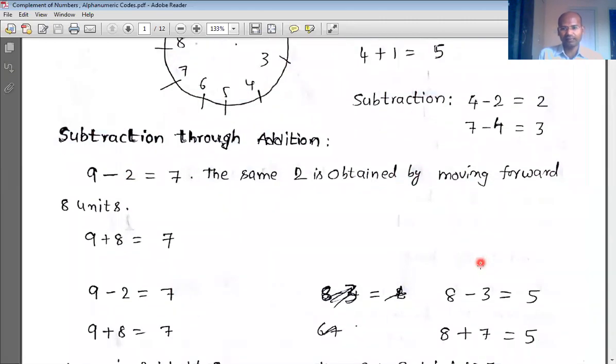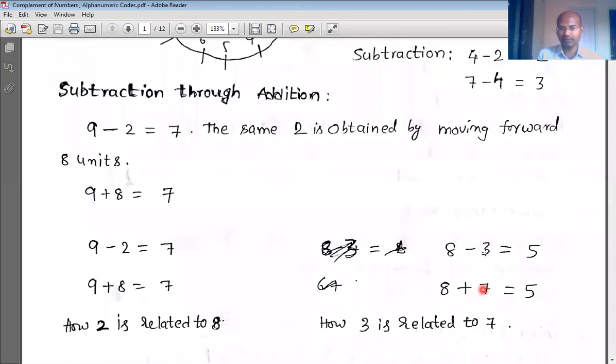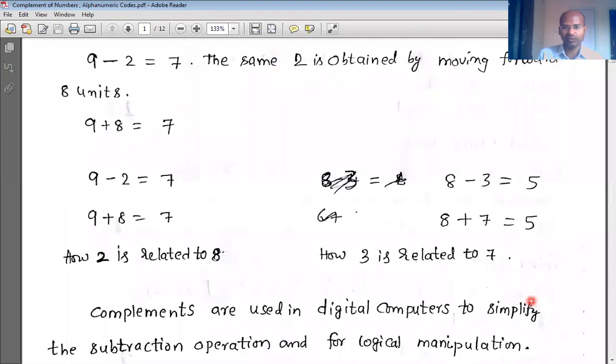In the same way, you can relate 7 to 3 as subtracting 3 from 10. Why 10? There are totally 10 digits in this circle, in this system, right? So subtract 3 from 10, what we get is 7. So add that 7 to 8, what we get is 15. Drop that 1, we get the resultant answer. So this understanding tells us we can carry out subtraction with the help of addition.